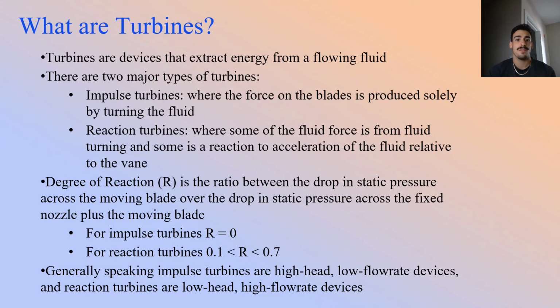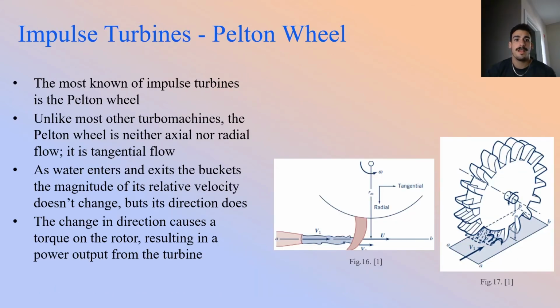For impulse turbines, the force on the blades is produced solely by turning the fluid, and for reaction turbines, some of the fluid force is from fluid turning and some is a reaction to acceleration of the fluid relative to the vane. Degree of reaction is the ratio between the drop in static pressure across the moving blade over the drop in static pressure across the fixed nozzle plus the moving blade. For impulse turbines, the degree of reaction is equal to 0, and for reaction turbines, the degree of reaction is between 0.1 and 0.7. Generally speaking, impulse turbines are high head, low flow rate devices, and reaction turbines are low head, high flow rate devices.